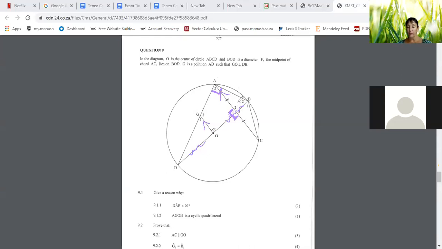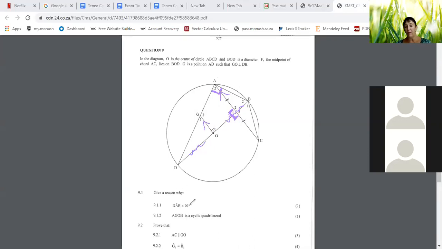Okay, so it's the reverse. So yes, all you need to say is yes, or give a reason why. You just need to say opposite angles supplementary. Remember, you've already just shown that that is 90. They gave you this as 90, so obviously they are adding up to 180, so they are supplementary.